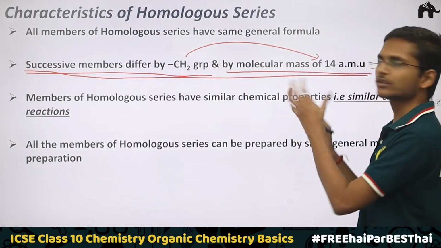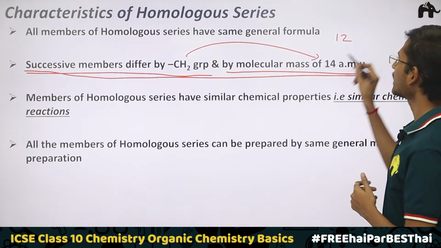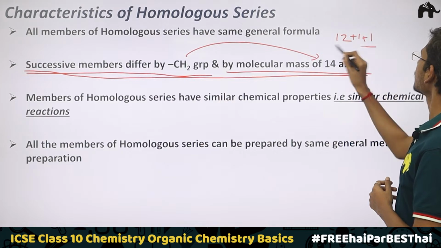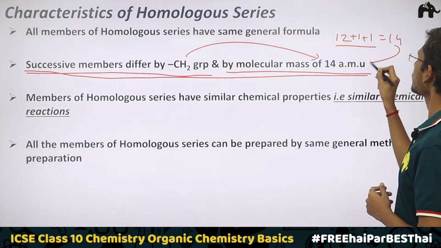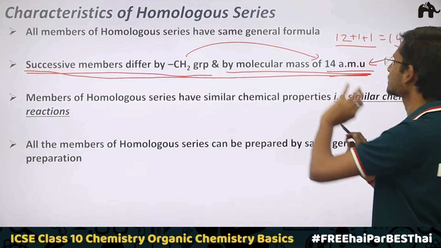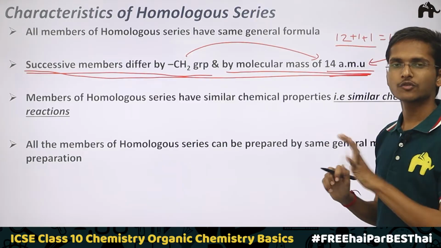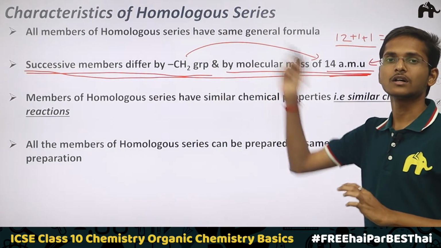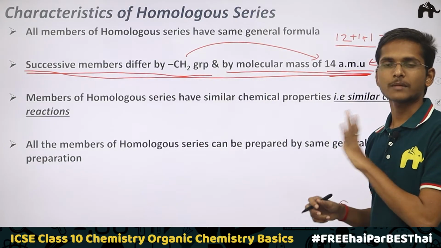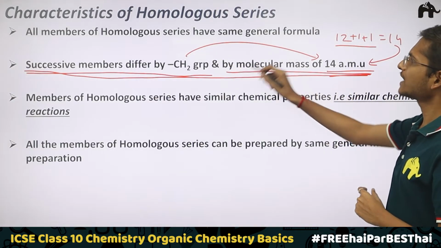See, the molecular mass of the CH2 group is: 1 carbon atom, 12 AMU, and then 2 hydrogen atoms, 1 plus 1. So it is 14 atomic mass units. Clear? We have already studied this. The atomic mass of carbon is 12 and hydrogen is 1. I told you to remember this when we were studying the stoichiometry chapter, chapter number 5.